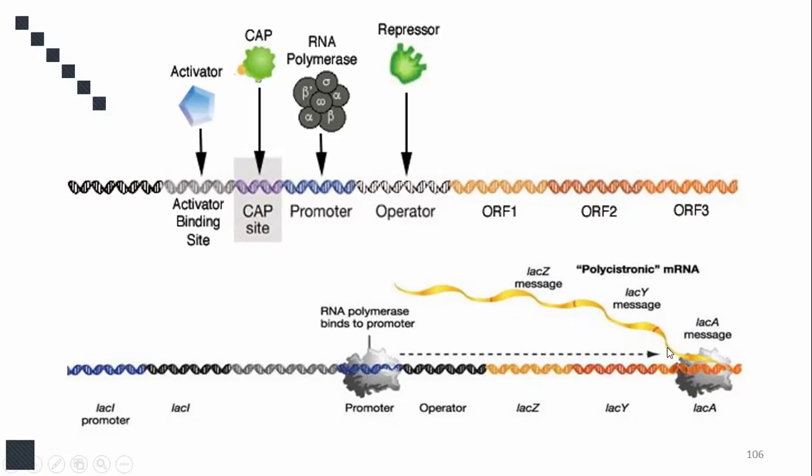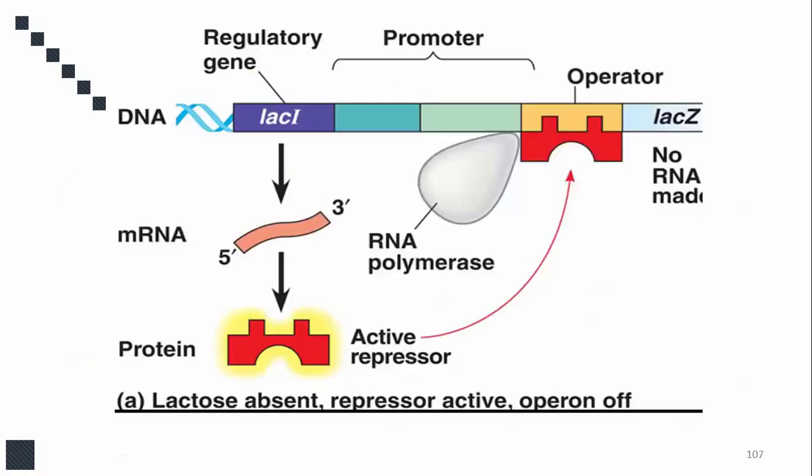So if you are given an image and you are shown that in that image there is the expression or message for gene Z, gene Y, and gene A in the same single molecule, and they ask you to identify what it is, then you know that you are dealing with a polycistronic mRNA.